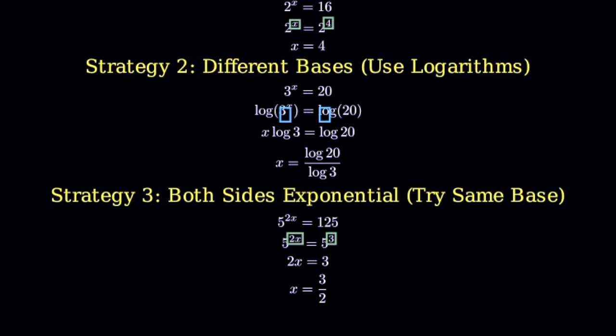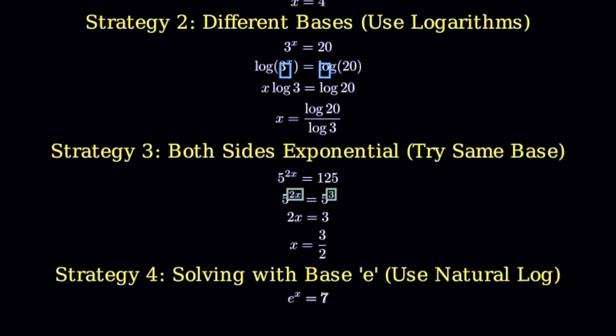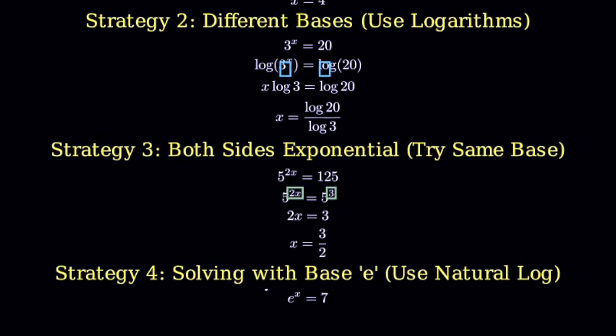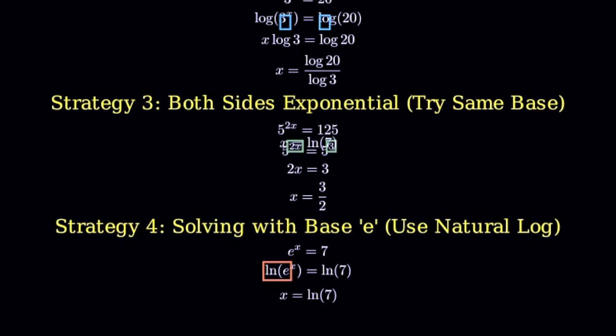A special case involves the natural exponential base, e. When e is involved, we typically use the natural logarithm, written as ln, which is log base e. Consider e to the x equals 7. To solve for x, we take the natural logarithm of both sides. ln of e to the x equals ln of 7. A key property is that ln of e to the x is simply x. Therefore, x equals the natural logarithm of 7.